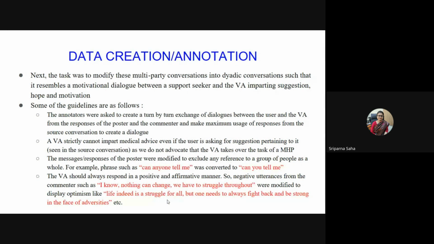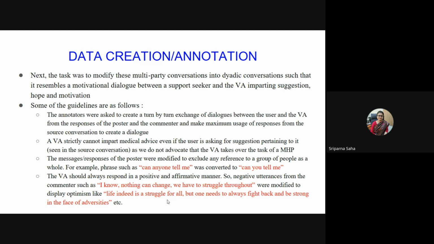So a virtual agent strictly cannot impart medical advice, even if the user is asking for suggestions pertaining to it in the source conversation, as we do not advocate that the virtual agent takes over the task of a mental health professional. The virtual agent cannot suggest any drug name or any kind of medical advice, like regarding hospitalization. We have removed these from the conversation.